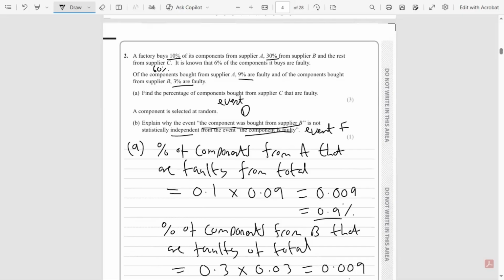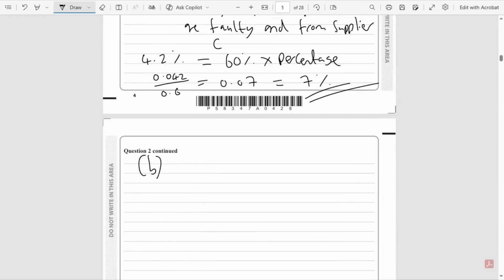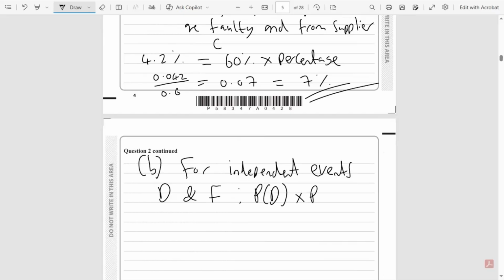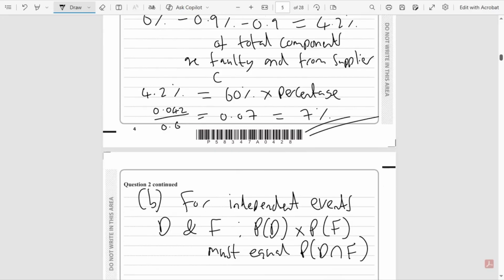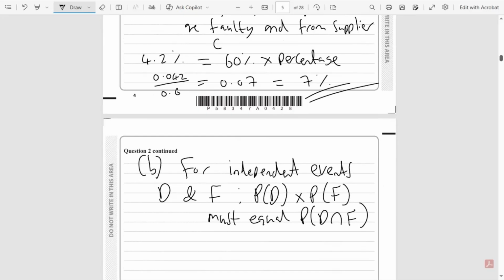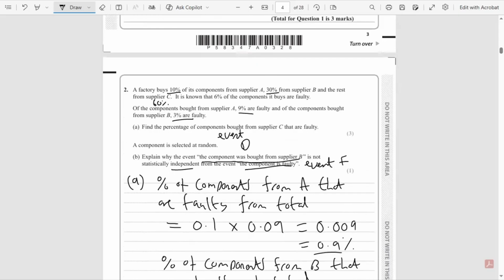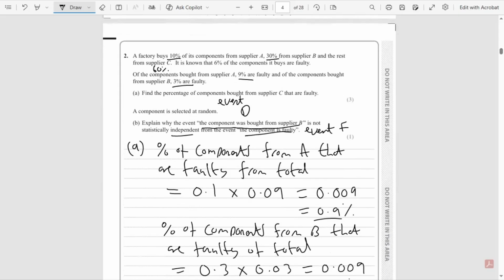Now, for independent events, remember, this is the formula. For independent events D and F, the probability of D multiplied by the probability of F must equal the probability of D intersection F, so the probability that both events happen together. So what we need to do is work out the probabilities of the individual events and then work out the intersection probability and then just see if they are the same value, which in this case they won't be because the question wants us to show that they are not independent.